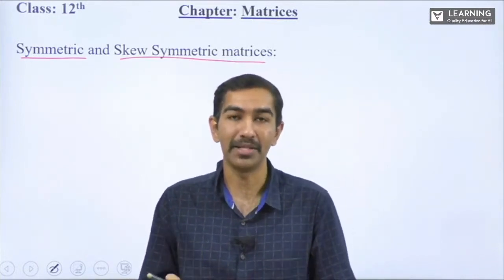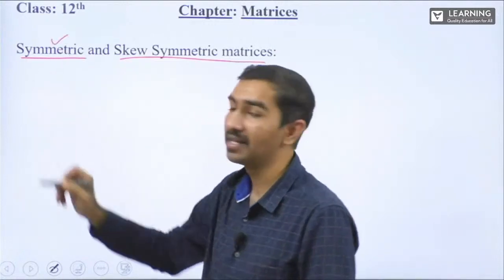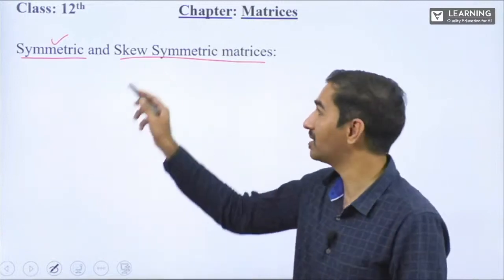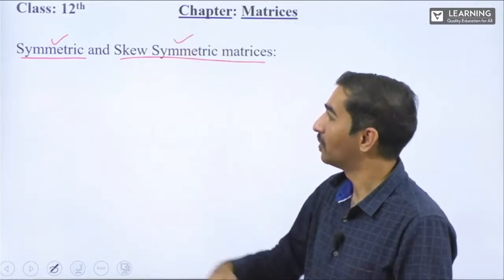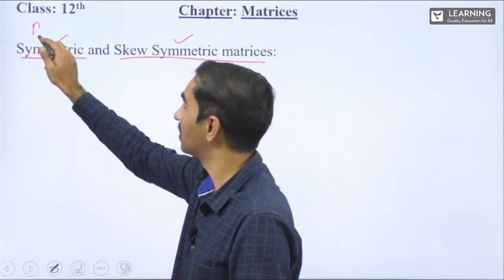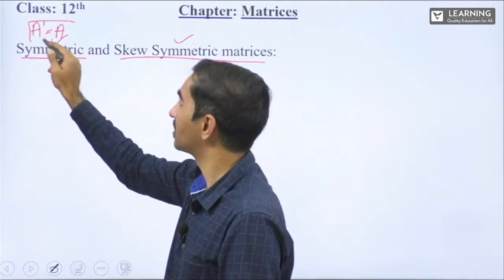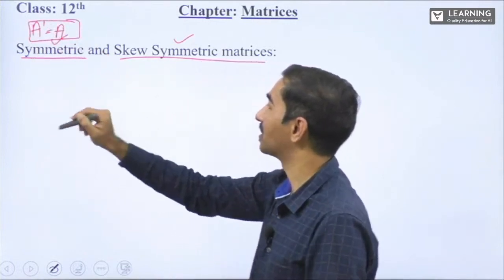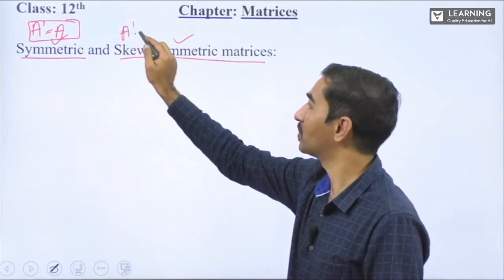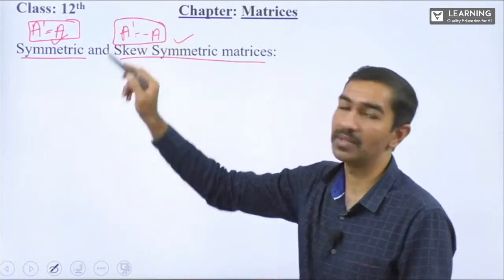If they are mirror images of each other with the same sign, then it is called a symmetric matrix. If they are mirror images of each other with the opposite sign, then they are called a skew symmetric matrix. What is the condition to identify a symmetric matrix? If A transpose is equal to A, that type of matrix is called a symmetric matrix. What is a skew symmetric matrix, students? Very similar. If A transpose is equal to minus of A, then it is called a skew symmetric matrix.